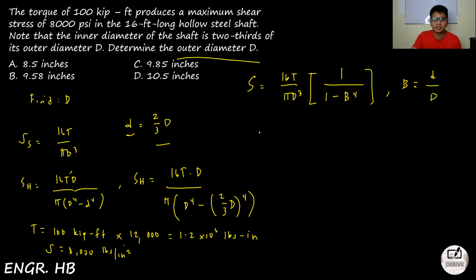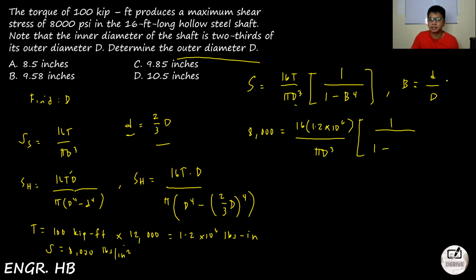So your S is 8,000, equal to 16 times 1.2 times 10 to the 6 divided by pi D cubed, since the capital D is what we are looking for, there's no problem. If the small d were what we are looking for, we would first locate the capital D, and of course there is a ratio, so we multiply by 2/3 to get the inner diameter. But since we found the outside diameter, what is our B? Our B is 2/3 of the outer diameter, so divide by the outer diameter. So our B is 2/3.